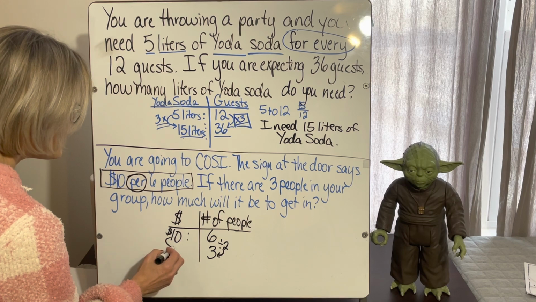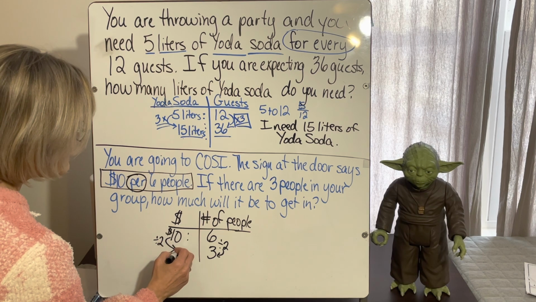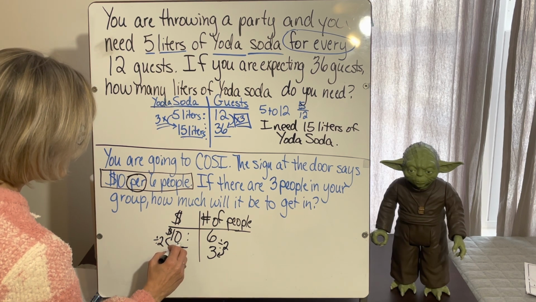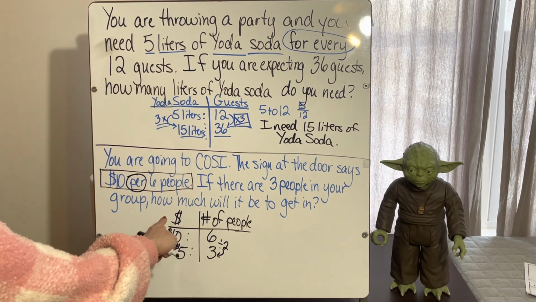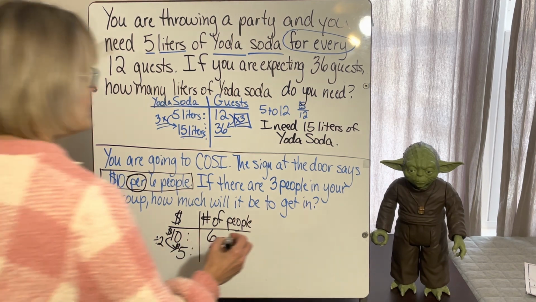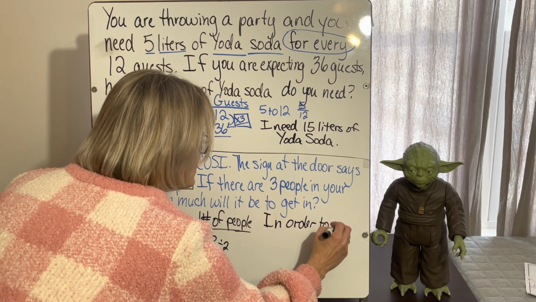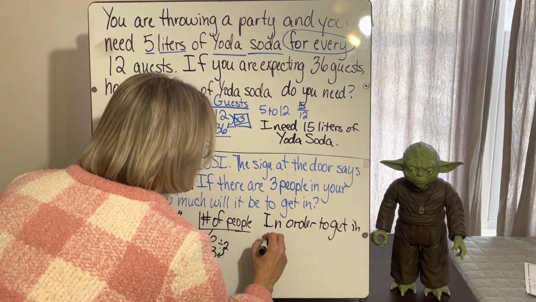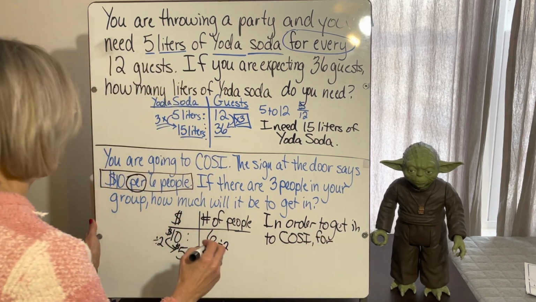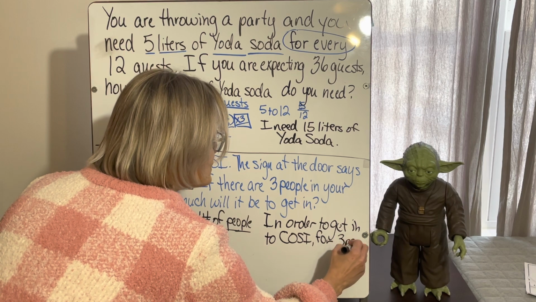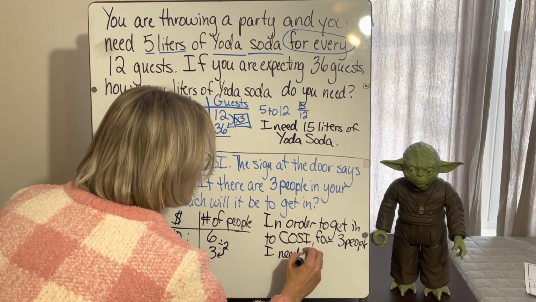So over here on this side, I've got to do the same thing. I've got to divide by 2. So 10 divided by 2 gives me 5. $5 per 3 people. So go back up to my question. How much will it be to get in? In order to get in to COSI for 3 people, I need $5.